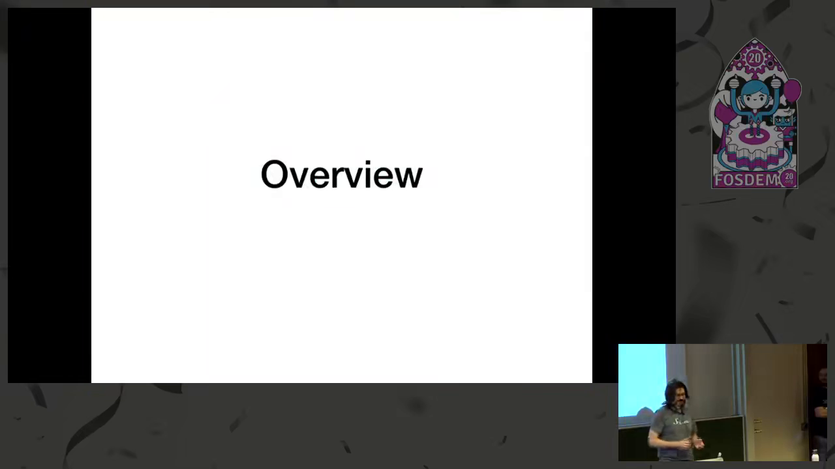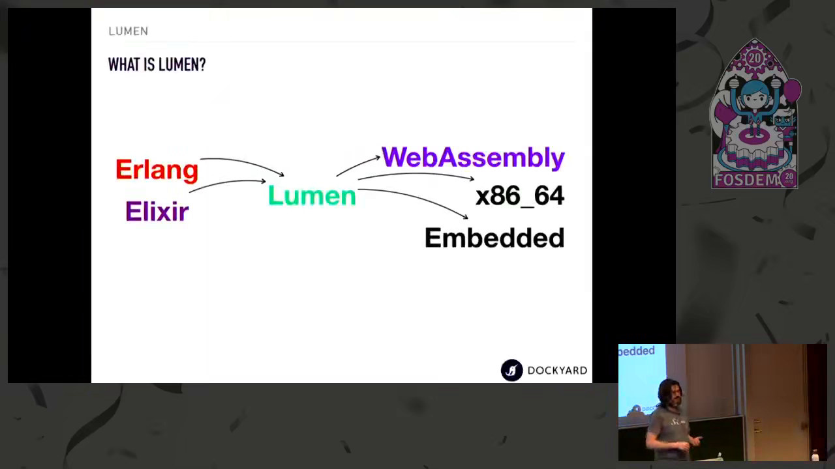So let's start with an overview before diving into the details. Lumen is the new compiler and runtime for Erlang, Elixir, and anything else we can convert from Erlang abstract form. It targets things that are difficult or impossible to target with BEAM, such as WebAssembly, x86 single executable binaries, so not escripts, but just single executable, like competing with Rust or Go, that sort of thing, or true embedded systems without an OS, such as microcontrollers.